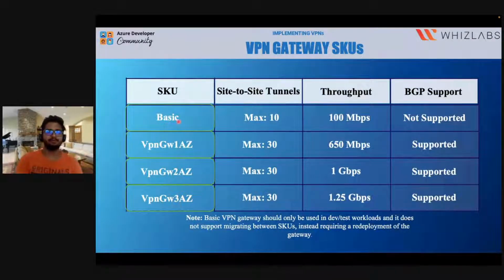So you have Basic that has a maximum of 10 site-to-site tunnels, and for all these AZ GW1, GW2, GW3, it supports a maximum of 30. Difference between throughputs: based upon your networking requirement, you can use either 650 Mbps speed, or 1 Gbps speed, or 1.2 Gbps speed. And Basic doesn't support BGP, that is Border Gateway Protocol. So that's where you can't have dynamic routing.